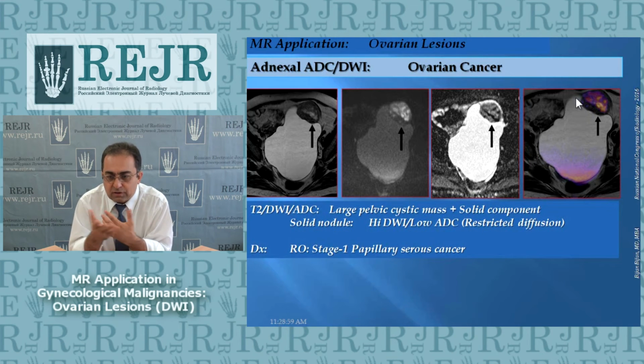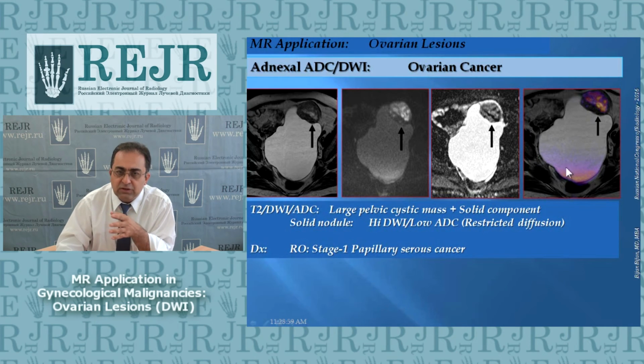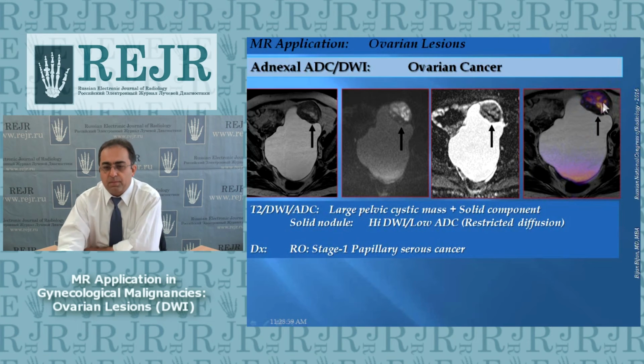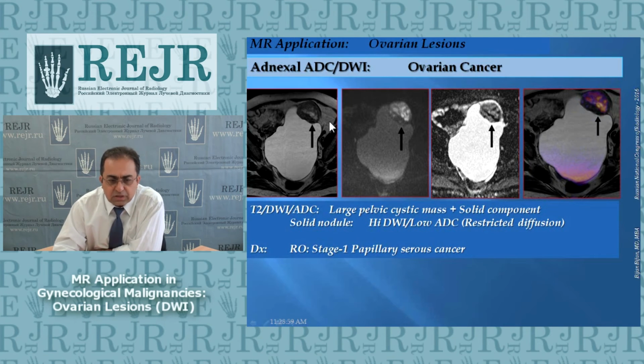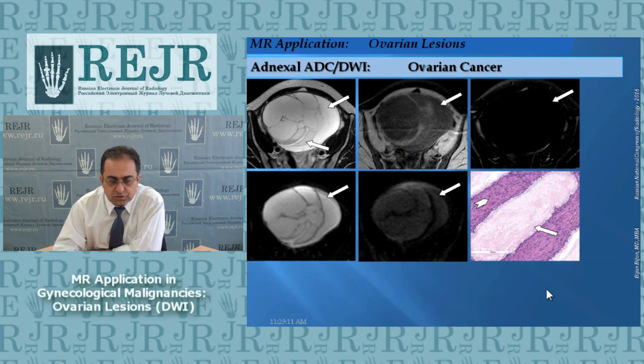So this way, when you use the T2 with DWI using this kind of color scheme, this image looks like PET CT, but you have to know this is not that. As you see here, this shows high DWI and low ADC. It shows restriction of the diffusion.